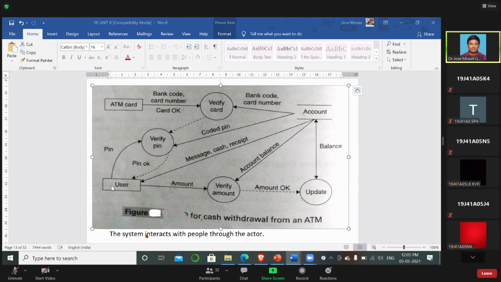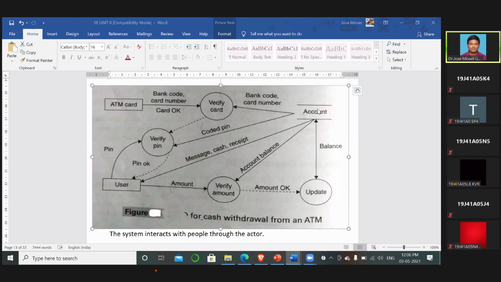Once the user has the ATM card, he will go to an ATM and enter the PIN, and this PIN is verified whether it is okay or not. Once the PIN is verified and the card is verified, the user will enter some amount at the ATM. Once the PIN is authorized and the user enters the amount, that amount will be taken by the user, and whatever amount is taken will be updated to the balance of the account.